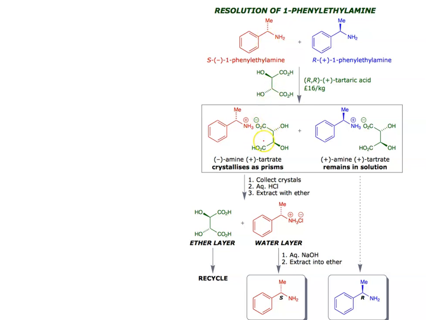So this version, the S version with the tartaric acid, will crystallize out. This will remain in solution. So we'll collect the crystals. We'll be able to then dissolve the crystals with hydrochloric acid. And then we would extract this phenylethylamine within an ether layer. And then we'd be able to isolate that S versus R enantiomer from each other, and we'd purify that out. So just an example of that process for resolution of different compounds.